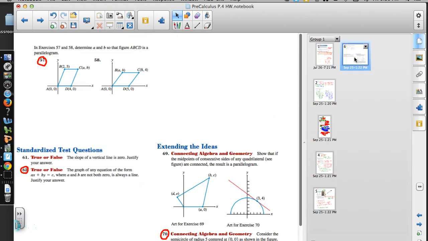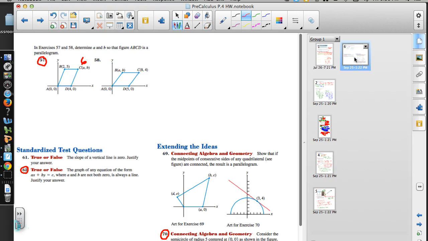Next page, you're up. In exercises 57 and 58, determine A and B so that the figure is a parallelogram. Well, to be a parallelogram, all the sides have to be parallel. So what I really need to figure out is, how far is it here? Oh, well, look at that. It's this length plus this length. Well, this length is 4, and this length is 2. If I move that over here, that's going to get me 6. So there's my x coordinate. But now my b coordinate is a little bit easier.